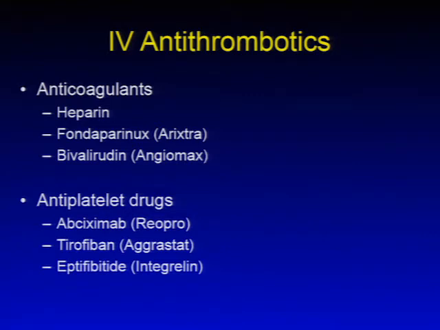Here are further summary lists of anticoagulants and antiplatelet drugs that are administered IV. We have heparin, we have fondaparinux, which is Arixtra, bivalirudin, a direct thrombin inhibitor, and Angiomax is a brand name for that. And then we have other antiplatelet drugs, again, which are listed and which will be discussed in more detail.